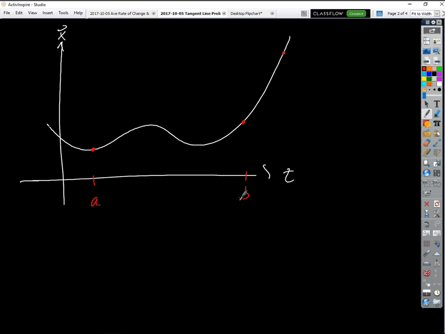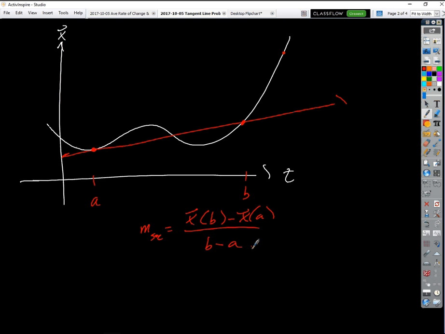If we want to find the change in position over change in time, the slope of the line between these two points, that's going to be x of B minus x of A over B minus A. Well, what's that look like in physics? We're looking at a delta x. The slope of that line between those points is just delta x over delta t.